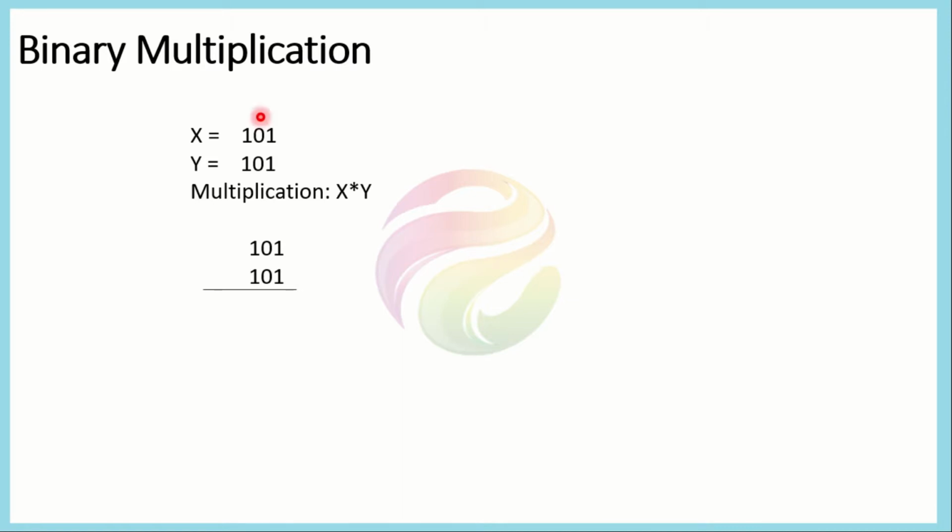First, we will take only this first digit and multiply it with this one. So this 1 into 1, then 1 into 0, 1 into 1, we will get the same number here. So the first row is the same.